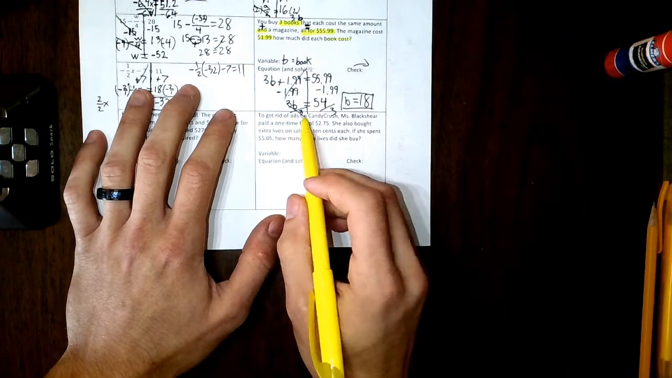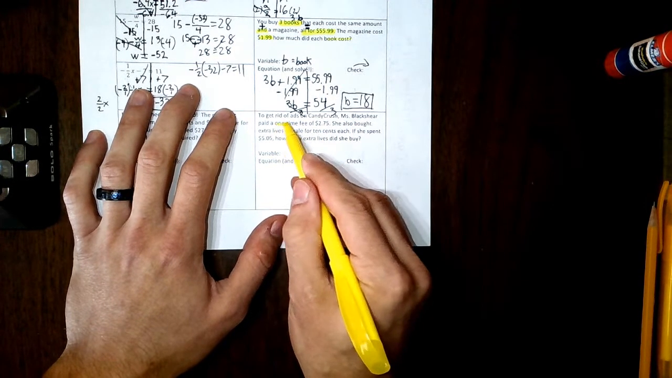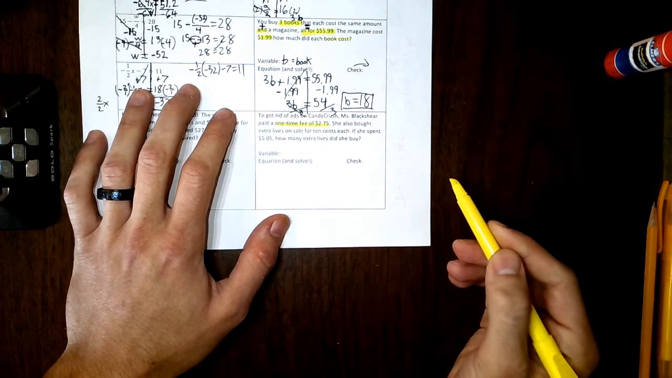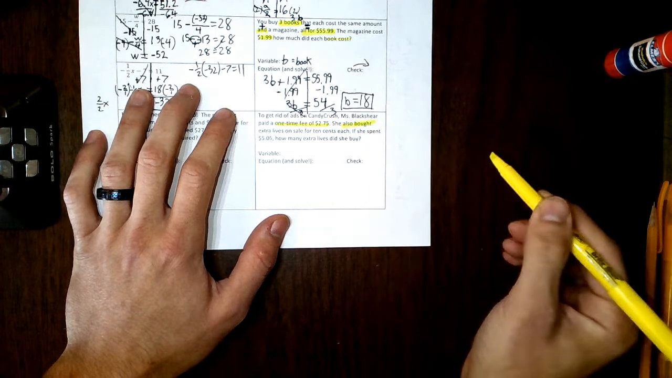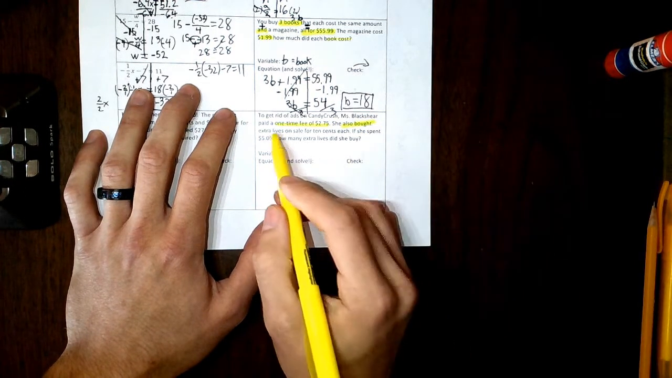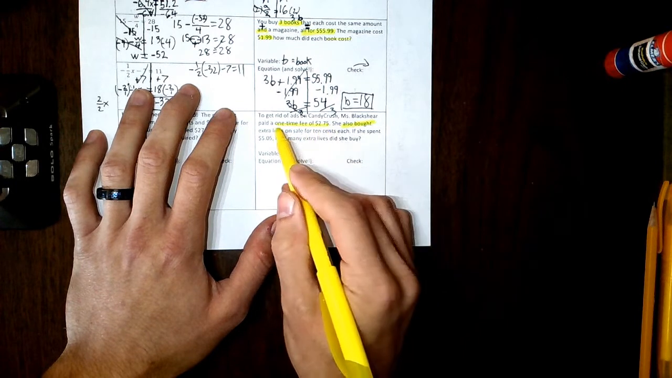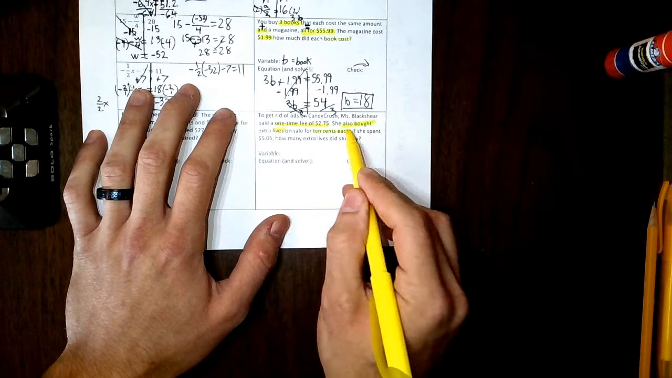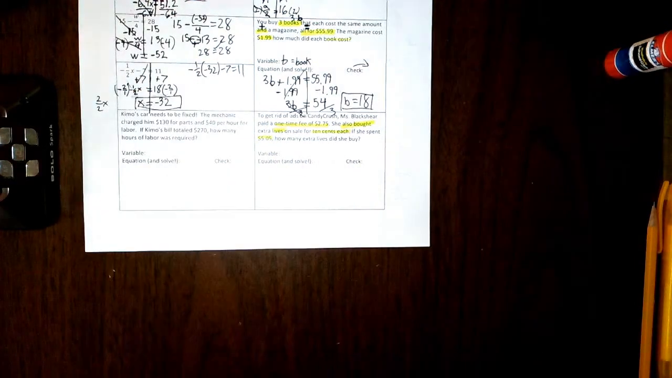To get rid of ads on Candy Crush, Miss Blackshear paid a one-time fee of $2.75. She also bought extra lives on sale for 10 cents each. So lives cost 10 cents each. If she spent $5.05, how many extra lives did she buy?